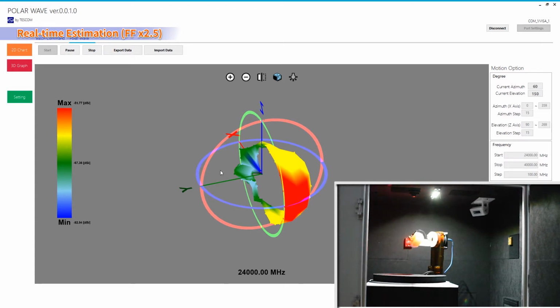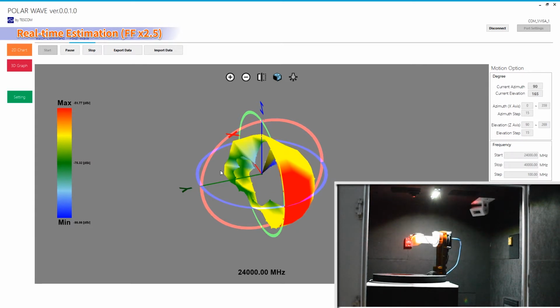The function of PolarWave in a nutshell is that it computes the antenna gain data and displays the radiation pattern of the test subject in a single 3D graph or 3 2D graphs of either polar or rectangular type with the data.